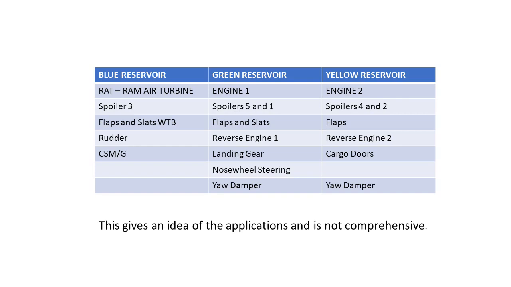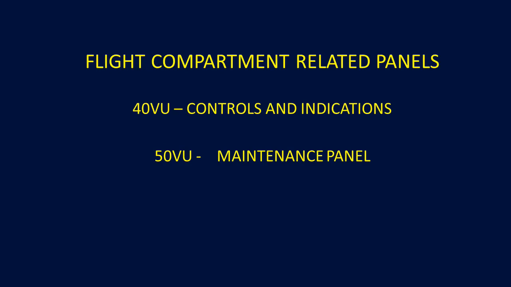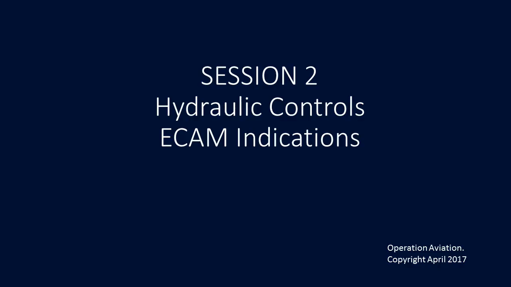Your 40 VU is going to contain your push-button switches for your engine, different pumps. And your 50 VU, think about that as your service panel, because that's where you're going to have your ECAM messages. And that's where you're going to be doing some servicing. You'll find those fault messages. So that gives you a general idea of what different components we're going to be talking about, and also the color identification, which, again, if you've never worked on Airbus, would not be familiar until now. So let's go ahead and move on to Session 2.